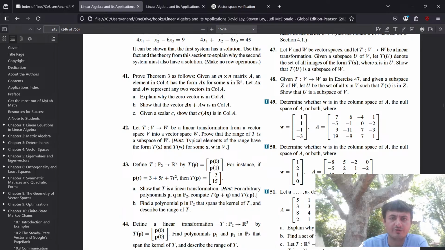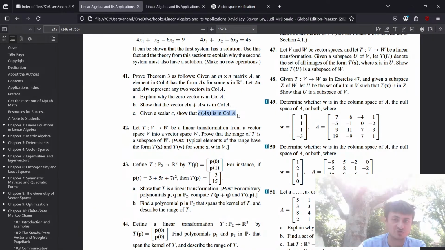So these are both elements. AX and AW are both elements of the column space. Therefore, since the column space is closed under addition, this is also in the column space. That is what you're supposed to say. Given a scalar C, show that... Okay, so this is the exact same thing. By the definition of the column space being a vector space, it's closed under scalar multiplication.